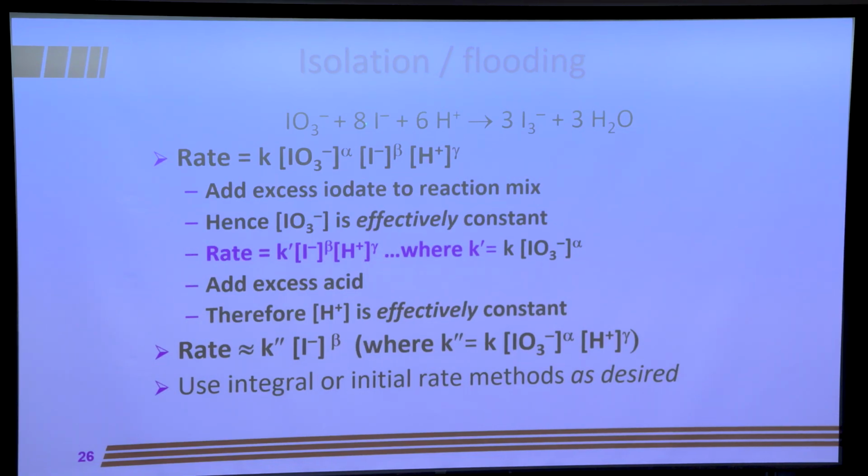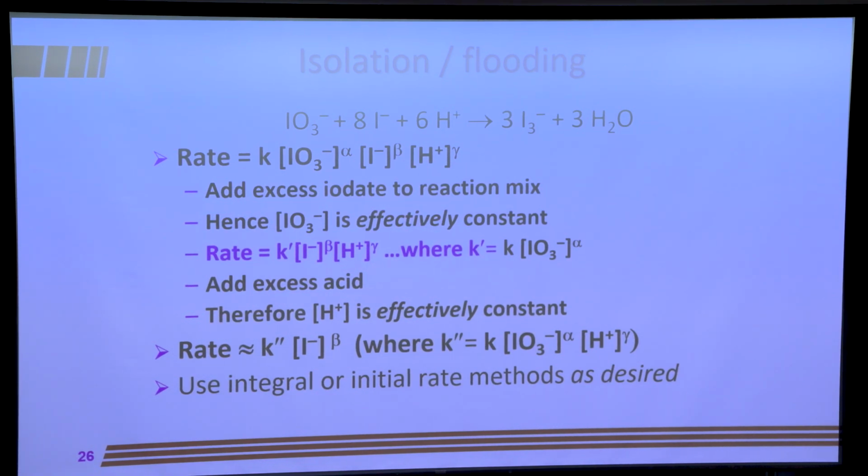We have IO3 minus plus 8I minus plus 6H plus gives 3I3 minus plus 3H2O. Again, the rate law is equal to the rate constant times the concentration of each of the reactants raised to a power. So the idea is just to use something different, but you're seeing the same thing. We're treating it the same way. It's the first reactant to the power of alpha, the second reactant to the power of beta, the third reactant to the power of gamma. We haven't changed our approach. And so if we add excess iodate to the reaction mixture, okay?